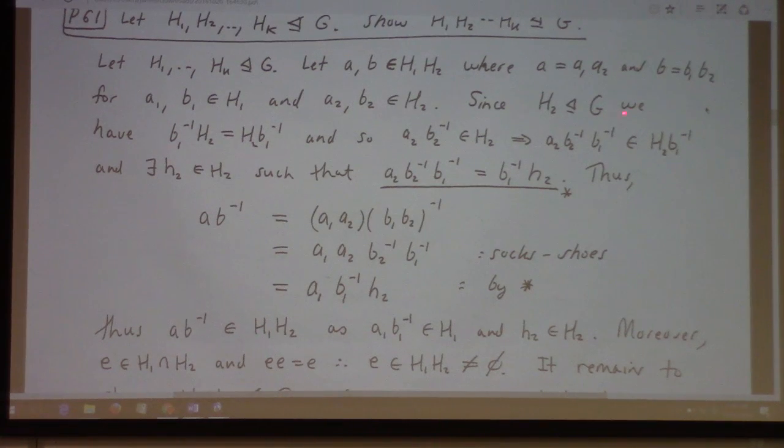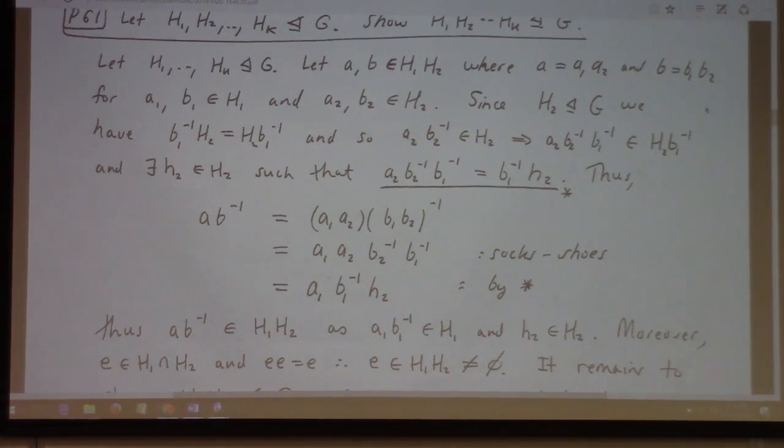But since H2 is a normal subgroup of G, we also know that B1 inverse H2 is equal to H2 B1 inverse. So that means that, notice that this is an H2, right? So A2 B2 inverse times B1 inverse is an element of that right coset. Which means, incidentally, it's an element of this left coset. Right? Which means there exists an H2 such that A2 B2 inverse B1 inverse is equal to B1 inverse times H2.